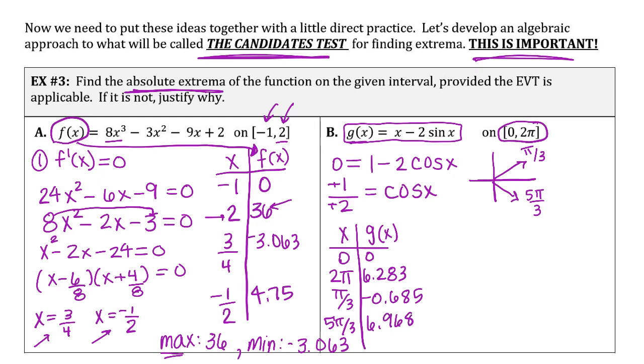And now we talk about our maximum and minimum values. Our maximum value, in other words, the largest number that I see under g of x, is going to be 6.968, and that occurs at 5 pi over 3. And then the minimum value, or the smallest value I see for g of x, is going to be negative 0.685.